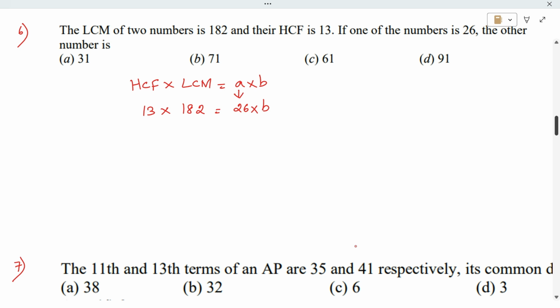Now transpose 26 to the other side. So 13 times 182 by 26 is equal to B. Cancel 13 one time, 13 twos are 26. Now cancel 182 and 2. So which is going to be 91. So B is 91, which is option D.